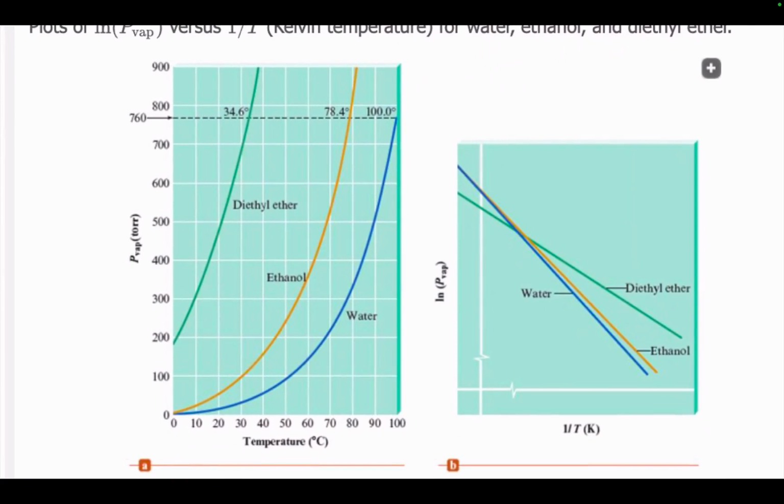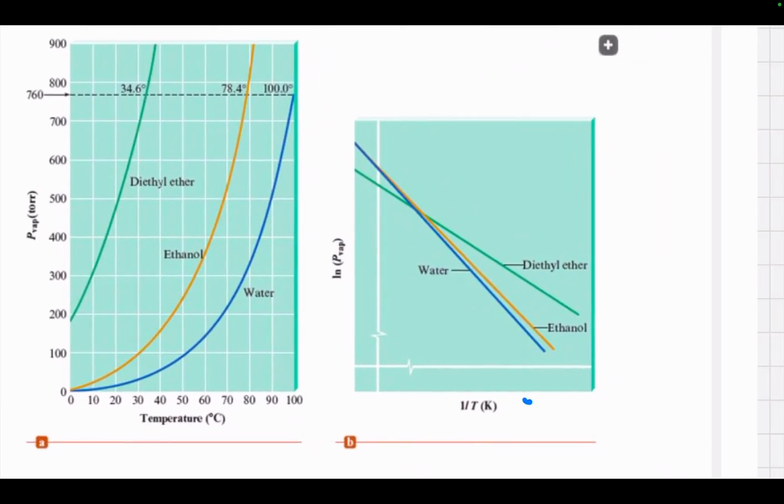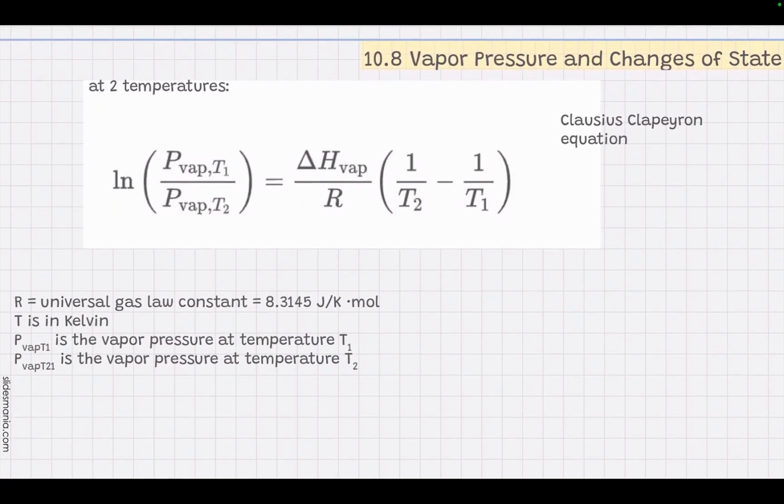And you can see that it's not a linear relationship, but if we graph 1 over the Kelvin temperature versus the natural log of the vapor pressure, then we do get a linear negative sloped line. Which leads us to, and the book does a good job of deriving this formula using the equation of the line, y equals mx plus b. We aren't going to do that here, but this is an equation that we can use.